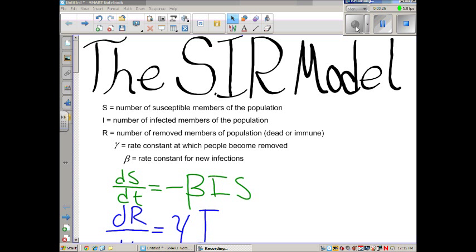S is equal to the number or percent of the population that is susceptible. I represents the number or percent of the population that is infected. R represents the number or percent of the population that is dead or immune. Gamma is the rate constant at which people become dead or immune. Beta is the rate constant at which the infection spreads.